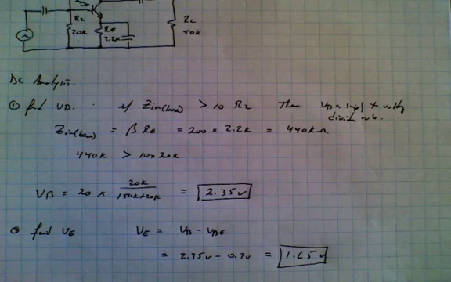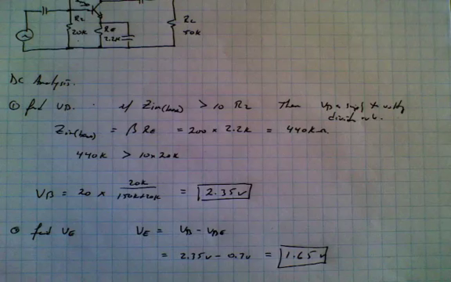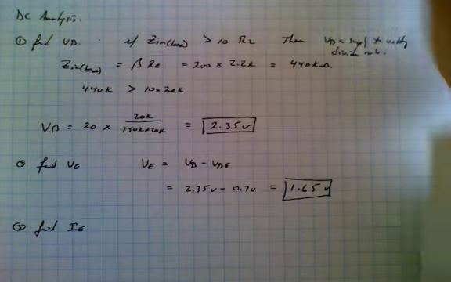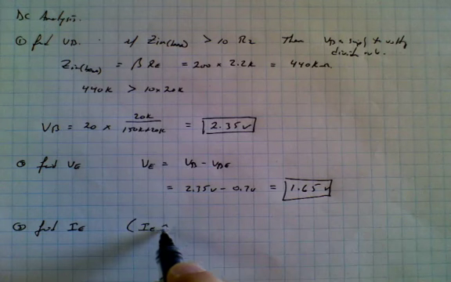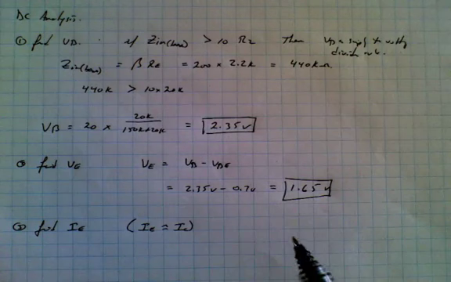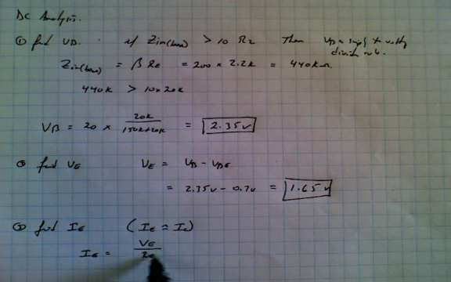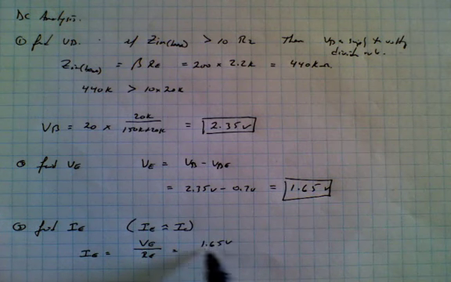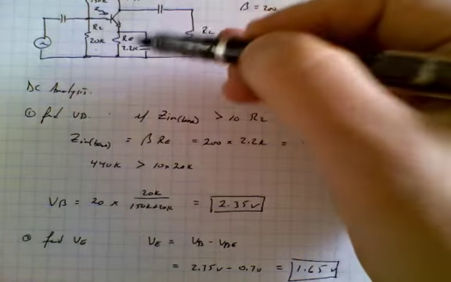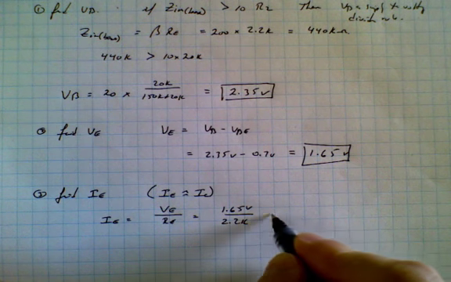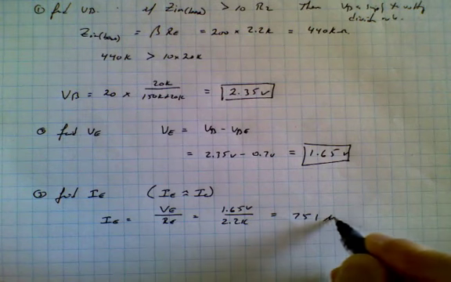The next thing that we would want to do is find IE. And we remember that IE is approximately equal to IC. So IE is simply equal to VE divided by RE, which is 1.65 volts divided by the emitter resistor, which is 2.2K. And that comes out to about 751 microamps.